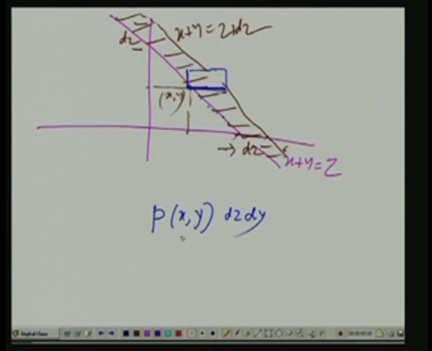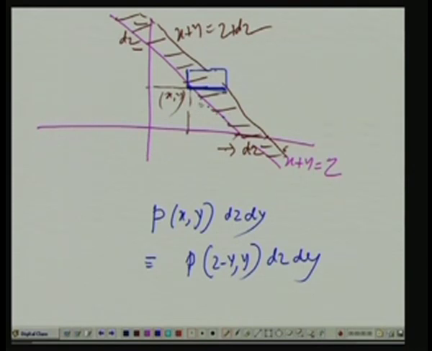To emphasize that I am on this line, x, I have to somehow bring into this equation the relation between x and y, that is, x plus y on this line equals z. So, I will replace x by z minus y. Okay, for a given y, x is z minus y. So, I am on this line.